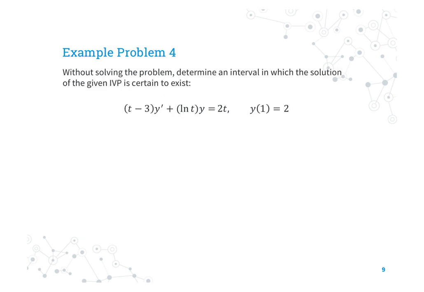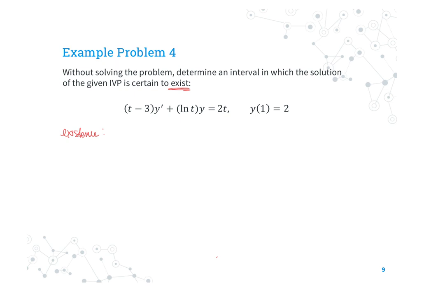Let's look at one last example. In this case, we were told, without solving the problem, to determine an interval in which the solution to the given initial value problem is certain to exist. So we're not looking at uniqueness here. We're simply looking at existence. So what we're looking for first is where our f of x y, or in this case, f of t y, has any points of discontinuity.